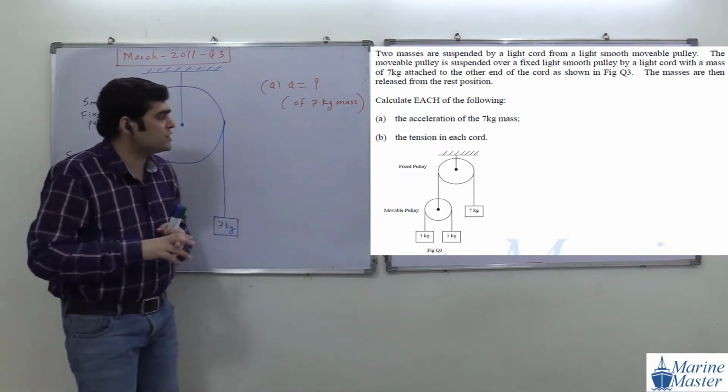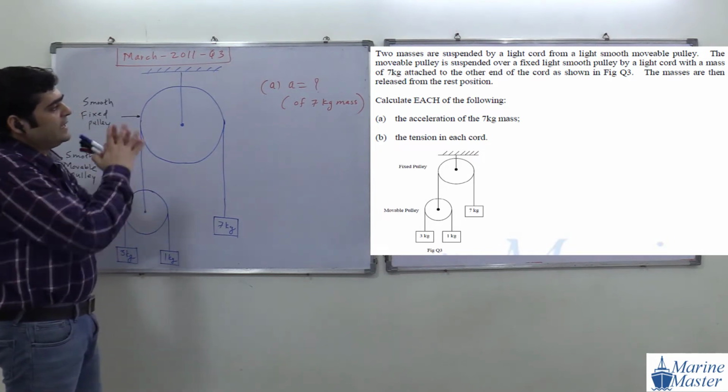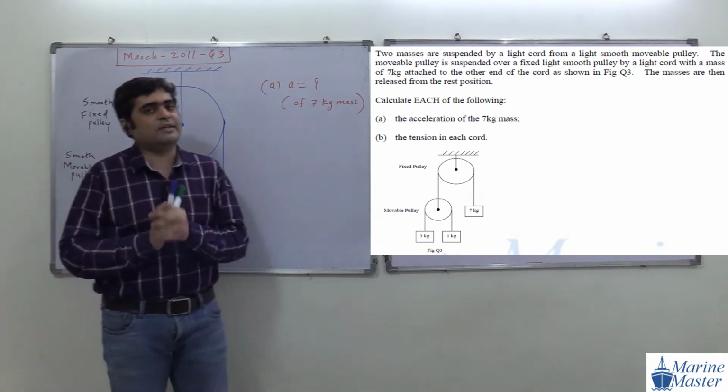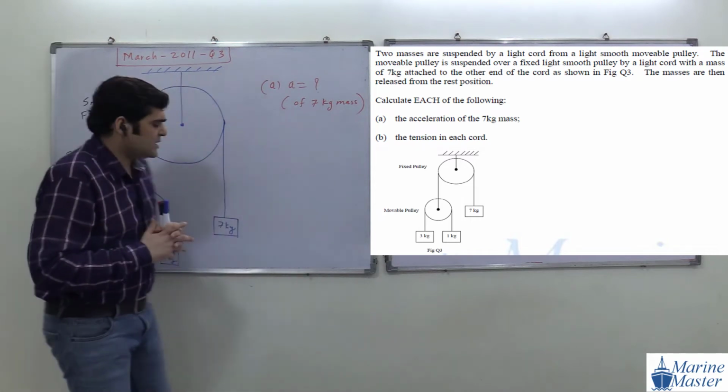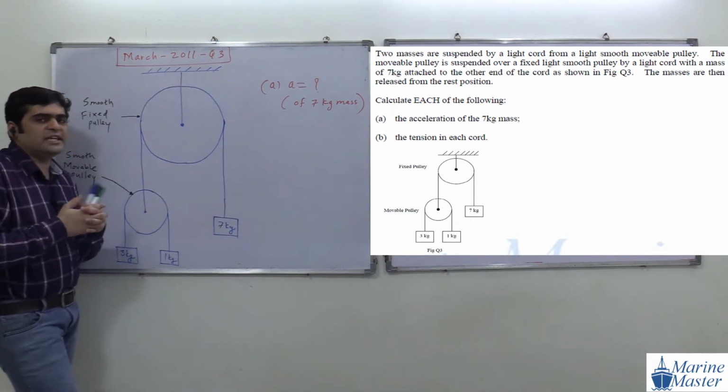Okay guys, try to see the scenario. In part A, what is our target? We have to find the acceleration of the 7 kg mass. That is our target in part A. Now see, these pulleys are light pulleys, so the masses of the pulleys are negligible.